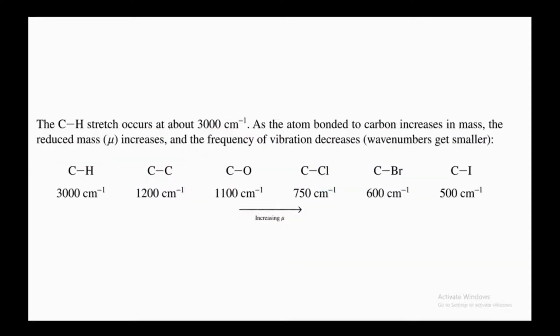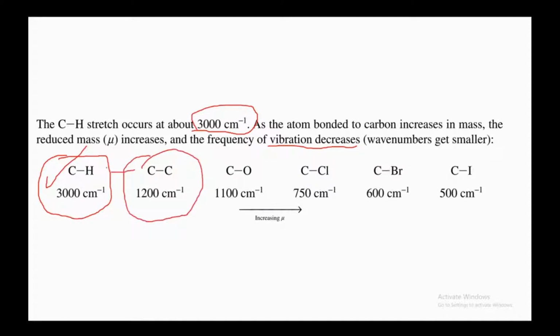The CH stretch occurs at about 3000 per centimeter. As the atom bonded to carbon increases in mass, the reduced mass increases and the frequency of vibration decreases. That's important. So CH has a mass of 13, so the frequency is higher, 3000. If you compare the mass of CC with CH, the mass of CC is higher, hence the frequency is lower. Here the frequency is higher.